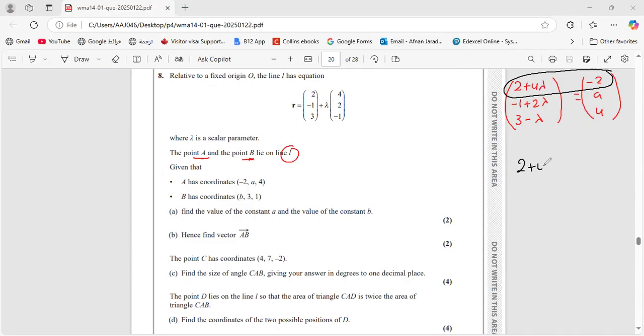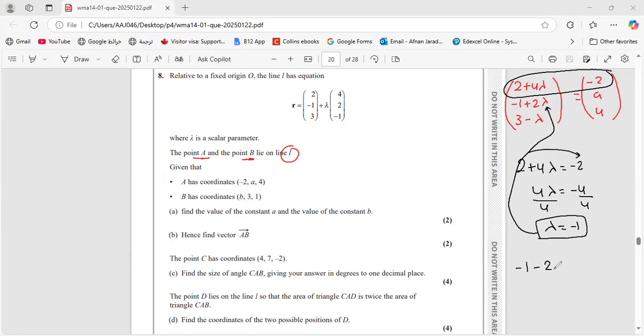2 plus 4 lambda equals negative 2. Take this one to the other side. 4 lambda equals negative 4, divided by 4. So lambda equals negative 1. If lambda equals negative 1, you can substitute it here to find a. So negative 1 minus 2, which is negative 1 times 2, equals a. So a equals negative 3.